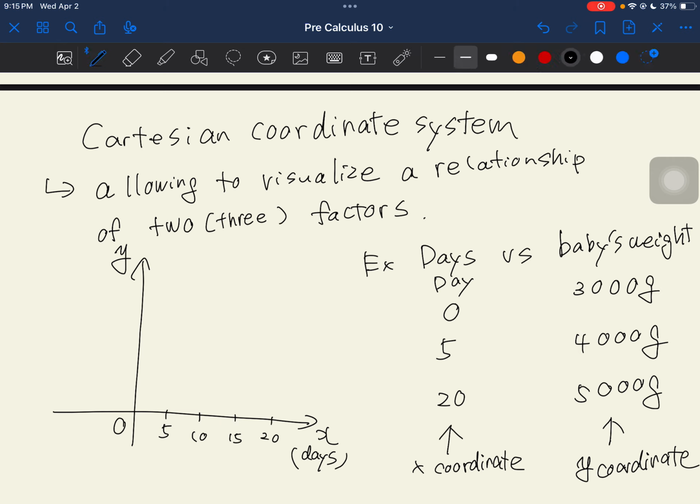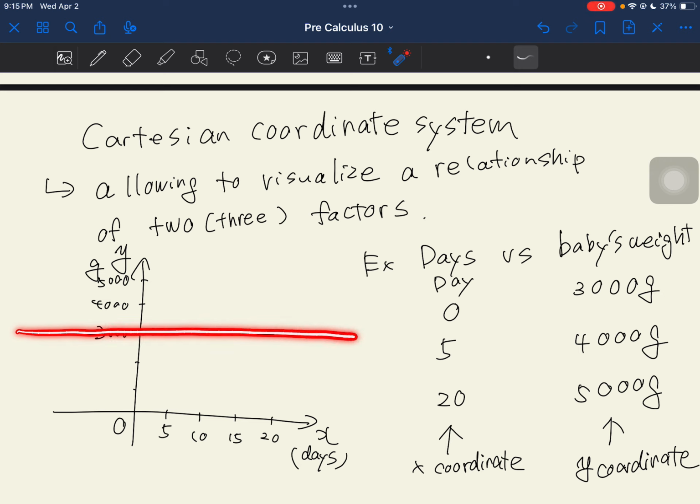Then let me put the y coordinate information as well. This is 3,000 grams, this is 4,000, and this is 5,000. Again, the information on the vertical line is the y-axis. So the line here means 3,000 grams, this is 4,000 grams, and this is 5,000 grams.